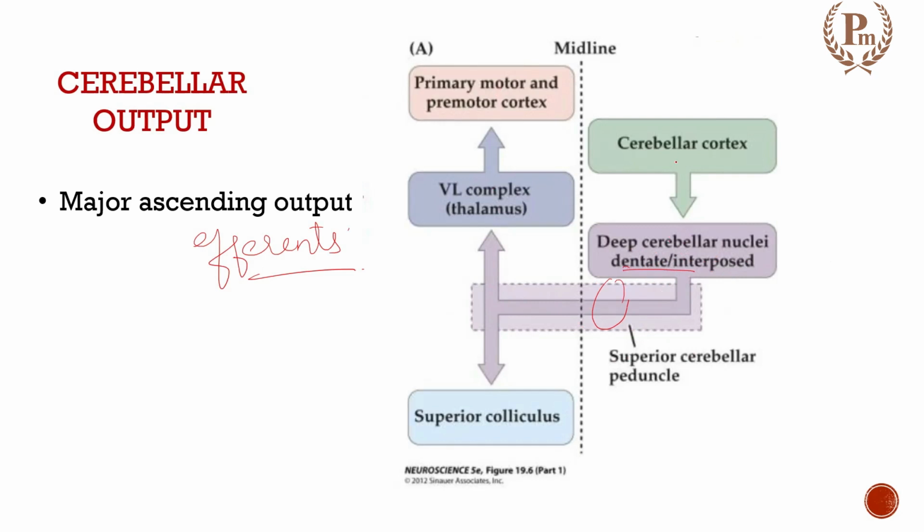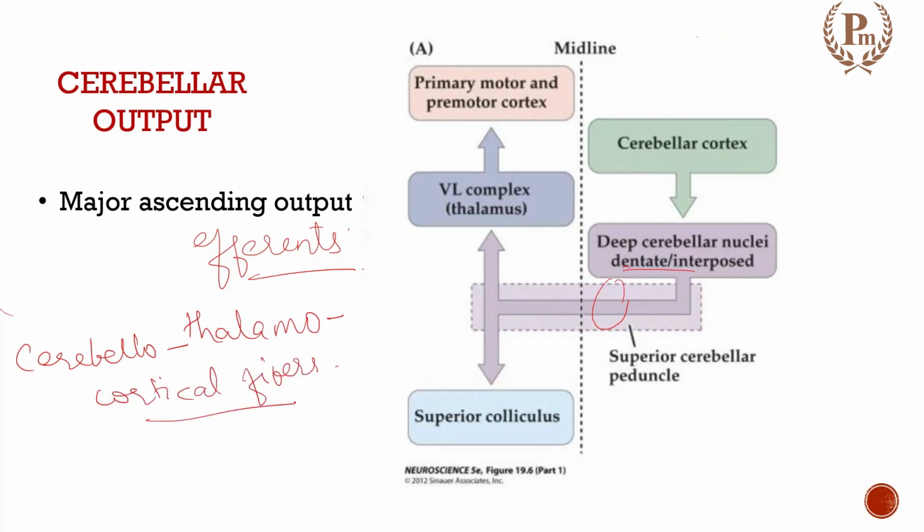Now, what is this pathway? We'll call it the cerebello-thalamo-cortical tract. Okay, so it goes through this to the thalamus, to the primary and the premotor cortex. Where in the thalamus? Ventrolateral. Plus, it may also go to the midbrain in the superior colliculus, and hence will be involved in eye movements.